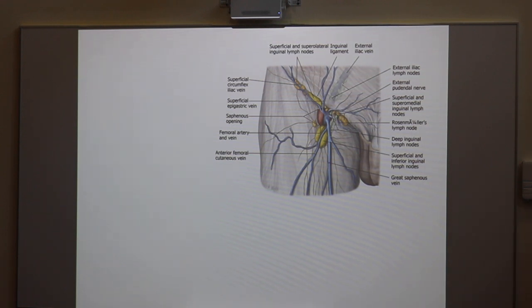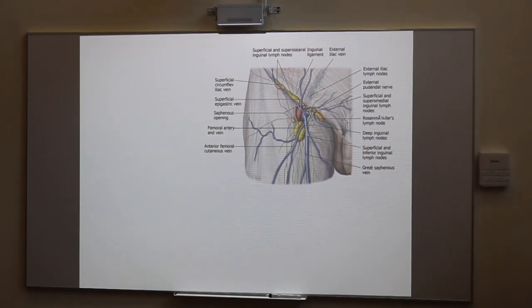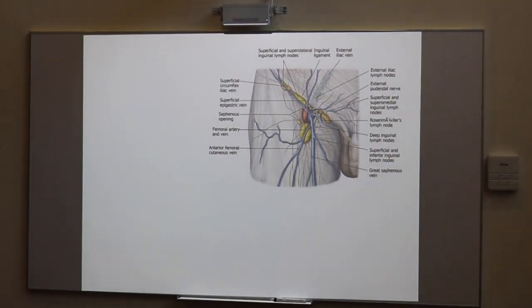In the back of the knee, you have the popliteal vein, and in the leg, you have the anterior and posterior tibial veins. Along these veins, the deep lymphatics are going to travel. Superficial lymphatics are going to go into the superficial inguinal lymph nodes. And there are 3 parts of these superficial inguinal lymph nodes.